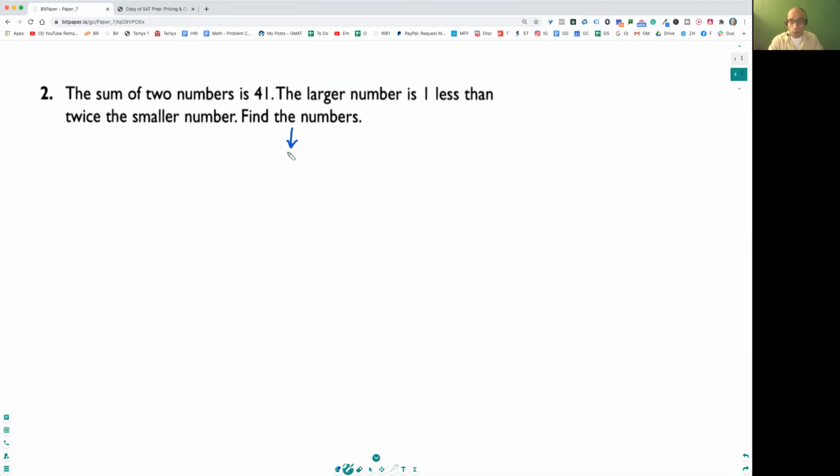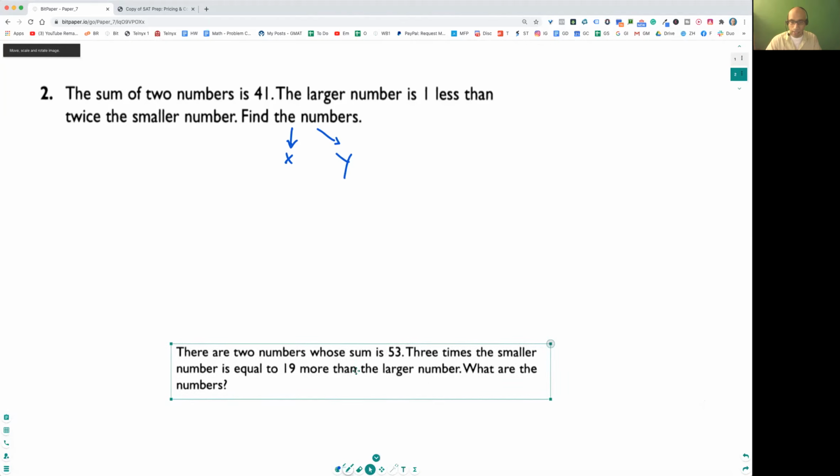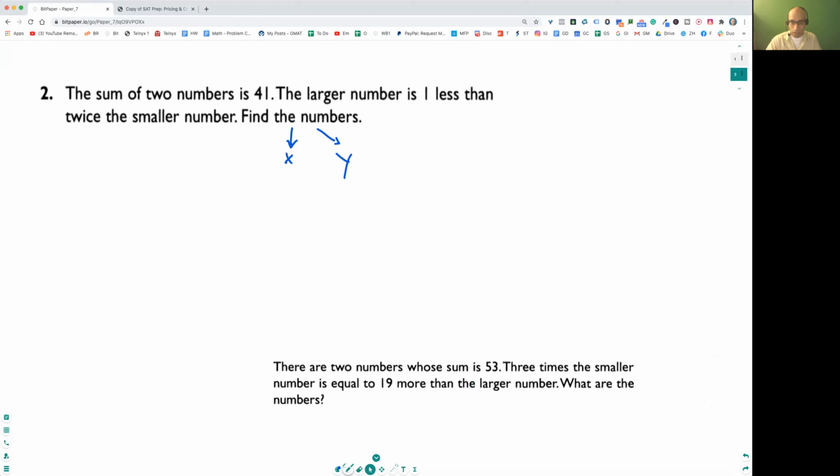So remember, you can do it 2 ways. You can think of them as x and y. You take this: sum of 2 numbers is 41. Now, those of you who can already solve this, I'm going to give you the next problem here. I'm not going to solve it. This is a slightly harder problem. So try this next problem, only for those who've gotten these answers.